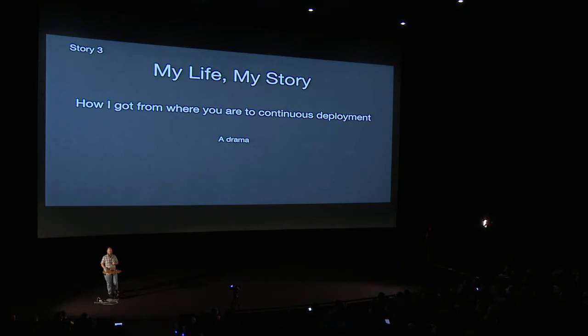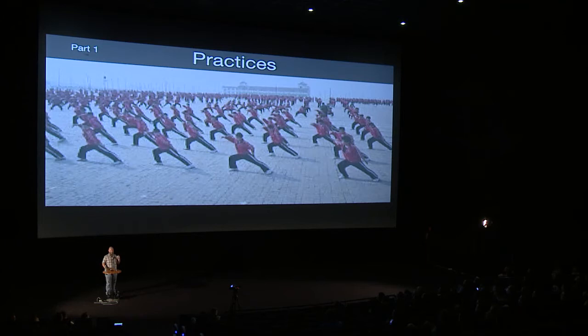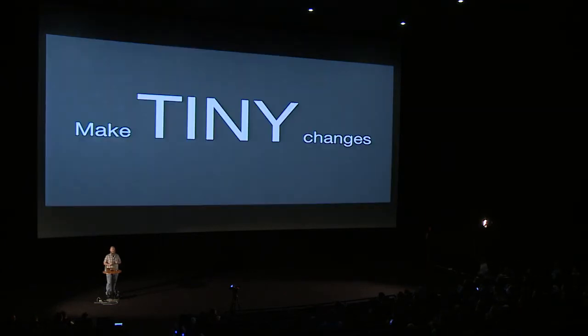That brings us to our third story. When I tell people about this, I very often hear it seems kind of impossible that I could ever get there. And this is a story starring you and maybe Jackie Chan. It's sort of a 2-part story, right? Because really quick workflows like this take an awful lot of practices, right? Probably the single biggest piece of discipline that you need for this sort of workflow is to make tiny changes.